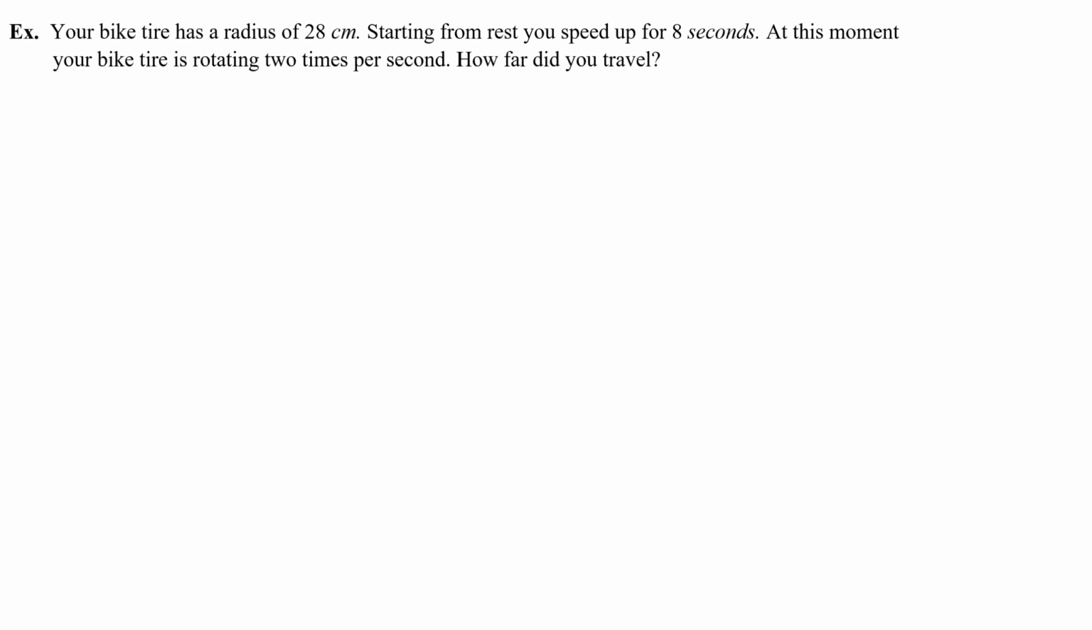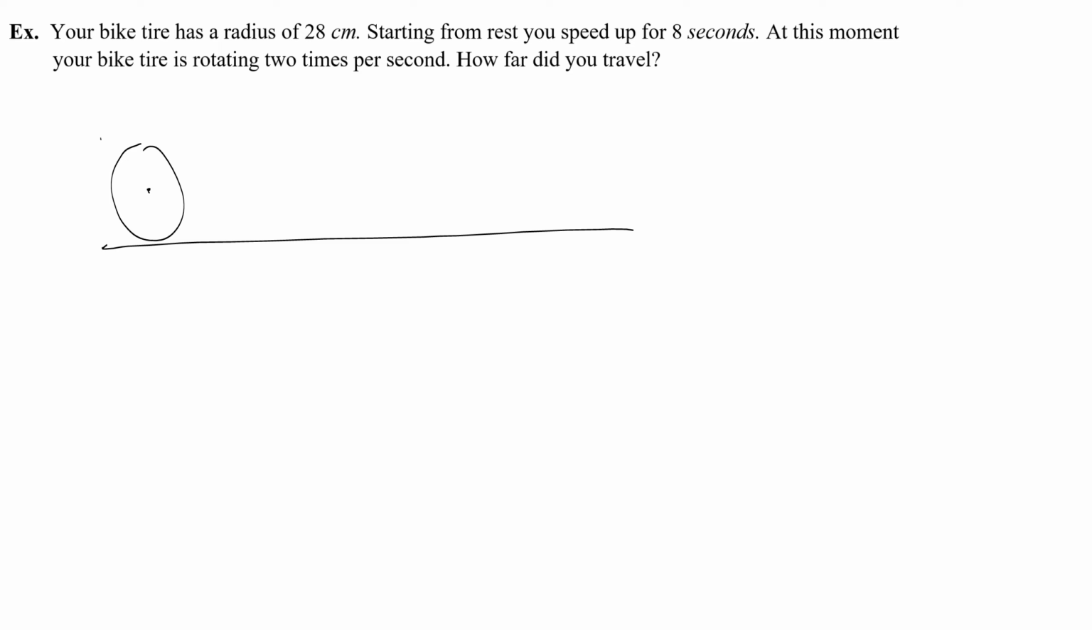Your bike tire has a radius of 28 centimeters. Starting from rest, you speed up for 8 seconds. At this moment, your bike tire is rotating 2 times per second. How far did you travel? Okay, so first I'm going to set this problem up by thinking about the bike tire and how, if you can hear my son in the background, he's having a great time.